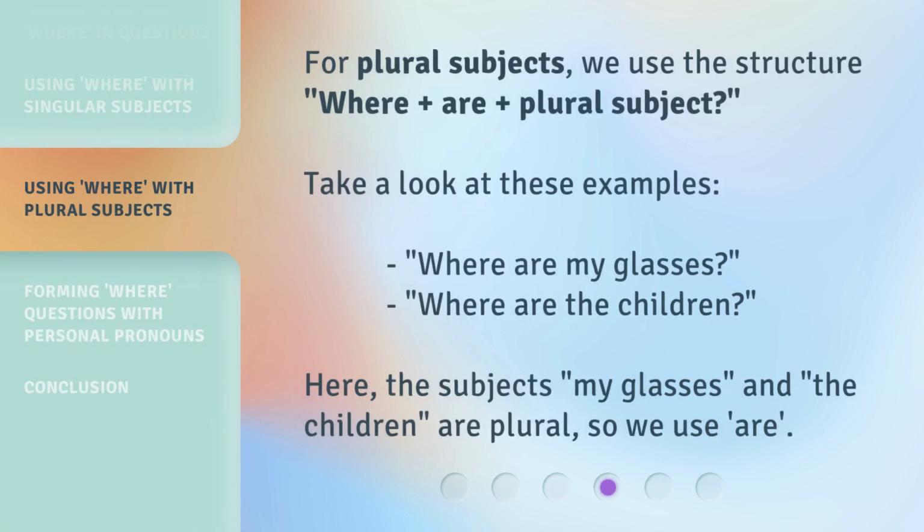For plural subjects, we use the structure where plus are plus plural subject. Take a look at these examples. Where are my glasses? Where are the children? Here, the subjects, my glasses and the children, are plural, so we use are.